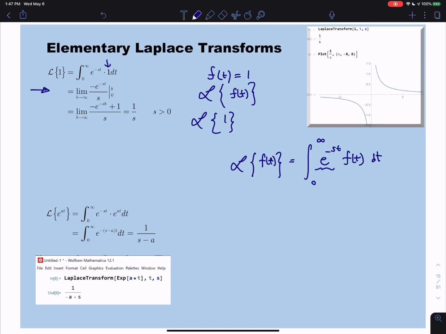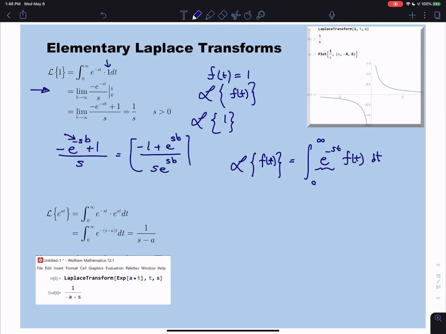And now the integral of e to the negative st is minus 1 over s times e to the minus st, and you're evaluating it from 0 to b as b goes to infinity. So you have minus e to the minus sb over s plus 1 over s as b tends to infinity. If you don't know why it's what it is, I'll do some algebra here. If I multiply the top and bottom by e to the sb, I'll get minus 1 plus e to the sb divided by s e to the sb.